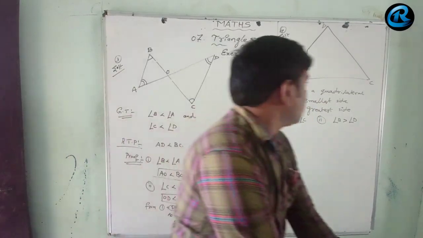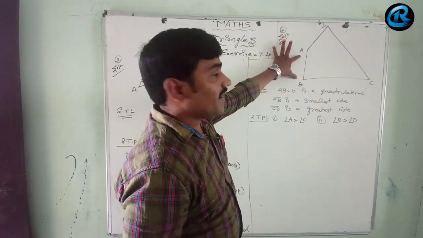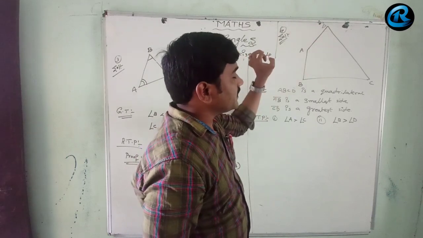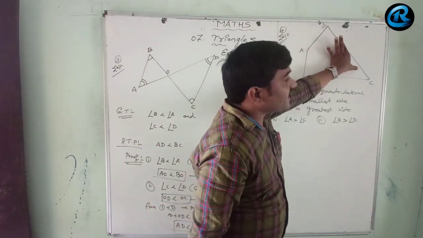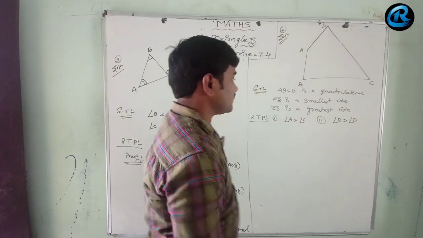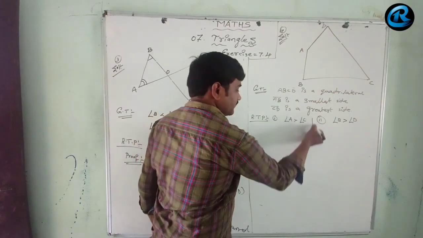AB is the smallest side in quadrilateral ABCD and CD is the greatest side in quadrilateral ABCD. So here we need to prove this. Let us prove.